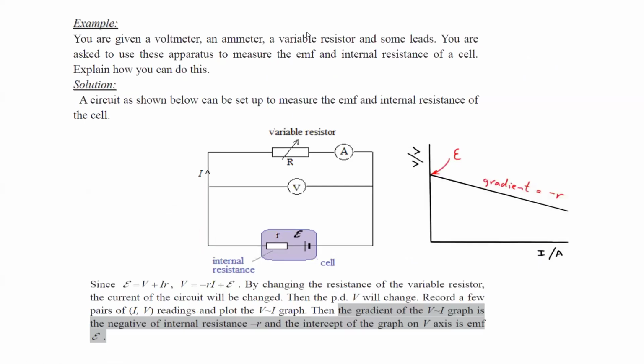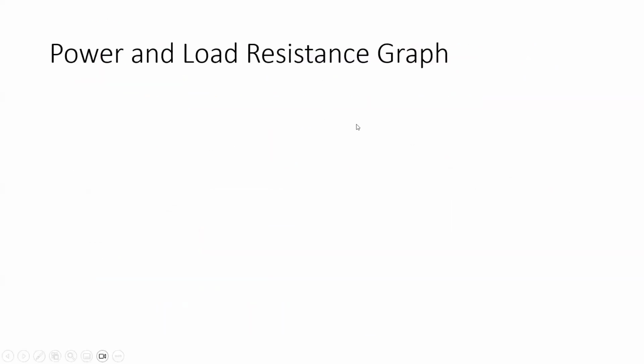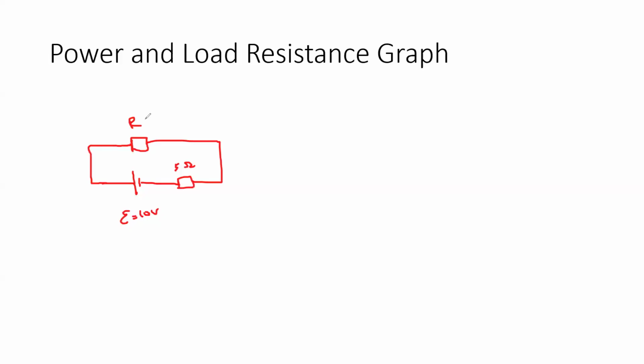This is the same graph as I just explained: a variable resistor connected with a voltmeter and ammeter. Power and load resistance graph. Say we have a battery with an EMF of 10 and an internal resistance of, say, 5, and an external resistance, and we are changing the external resistance and want to plot a graph.